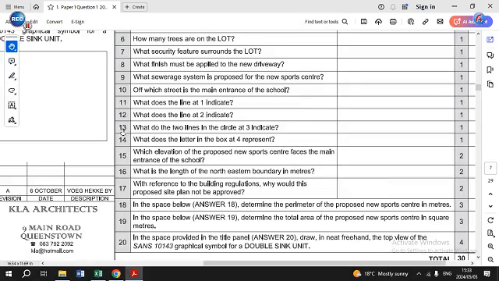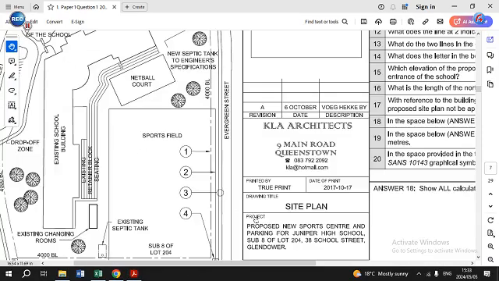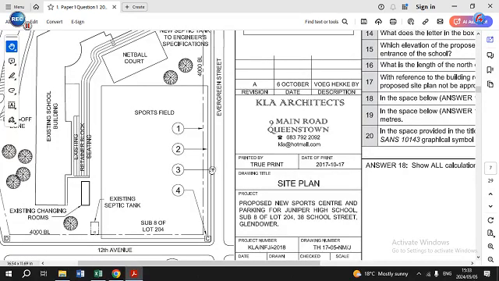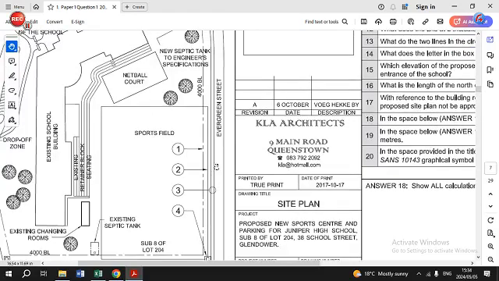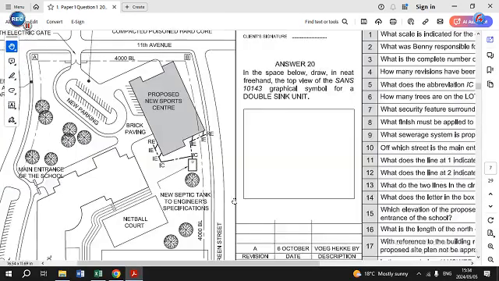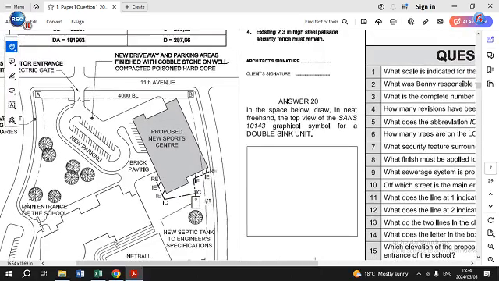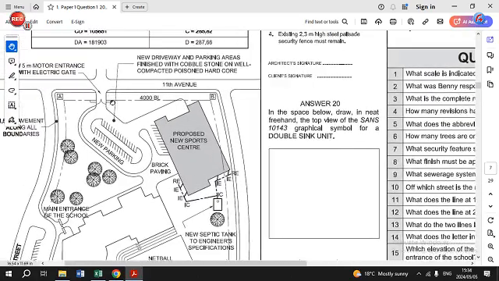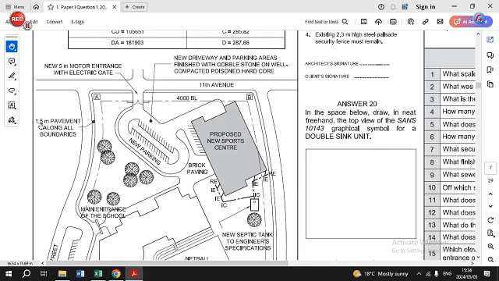If you look at number 13, what do the two lines in the circle at number 3 indicate? If you look at the circled area here, you will find Evergreen Street here, and that is the area just on the side of the road. And if you carefully go and check where the descriptor is, you're going to find it's a 1.5 meter pavement, which is alongside the boundary. So the answer is going to be the 1.5 meter pavement.